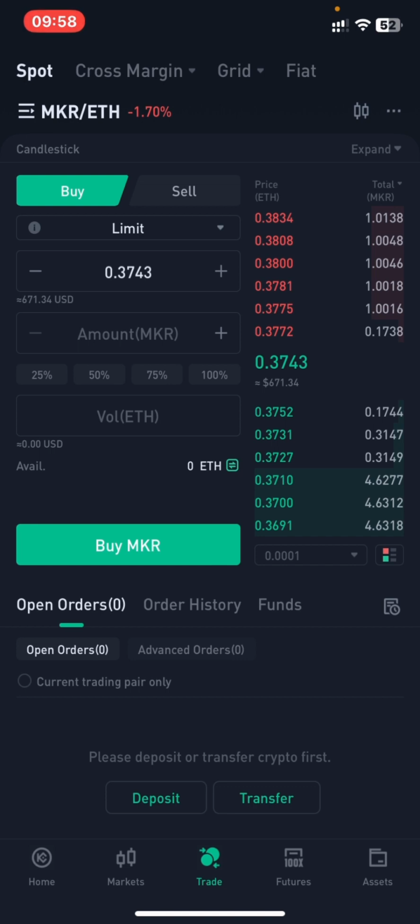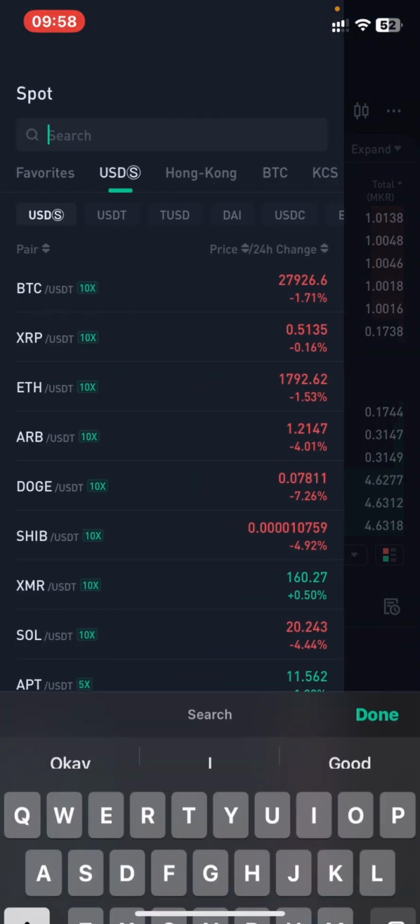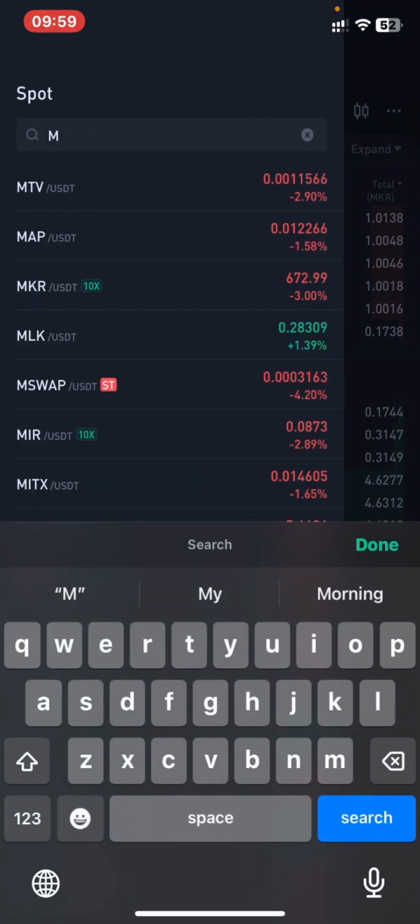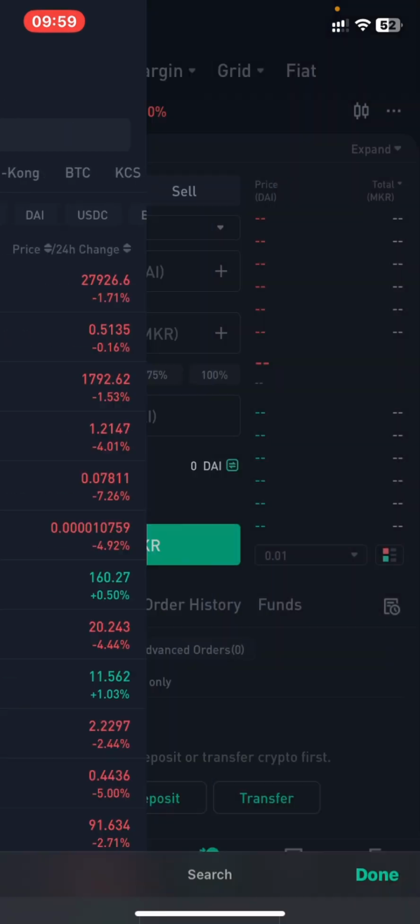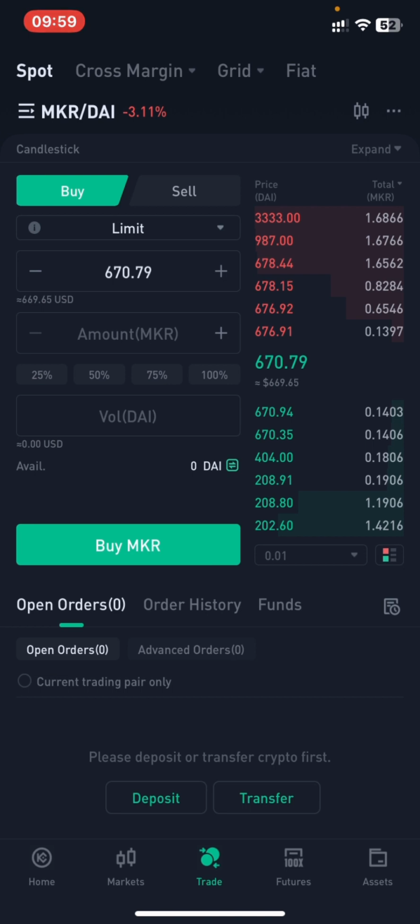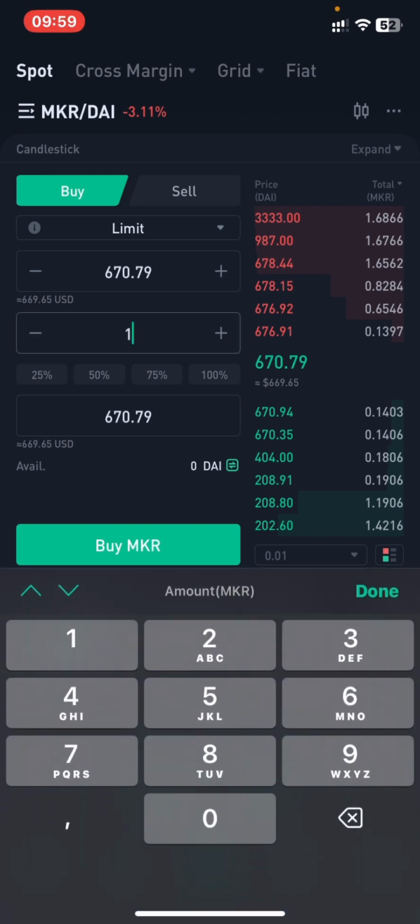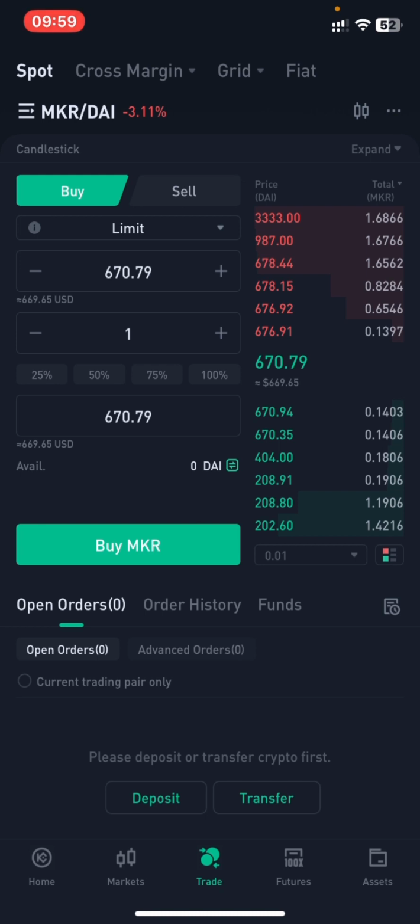671. And one thing you have to do is go back and go with this DAI pair, this over here. Then you have to press this. After pressing this, you have to buy. Once you buy this coin over here at around 670.90 dollars, right here, you will have to exchange your USDT to DAI over here. Then you buy. After buying, make sure you do your own research.